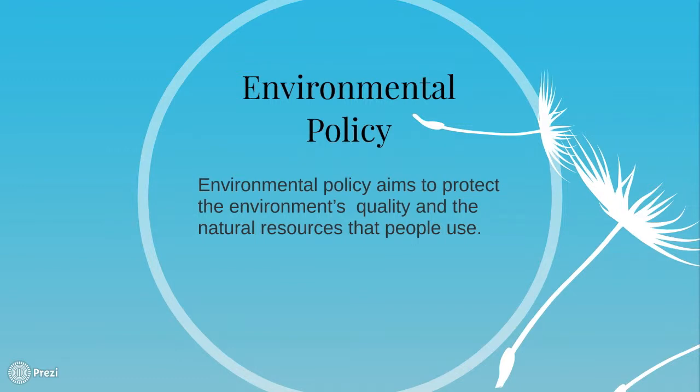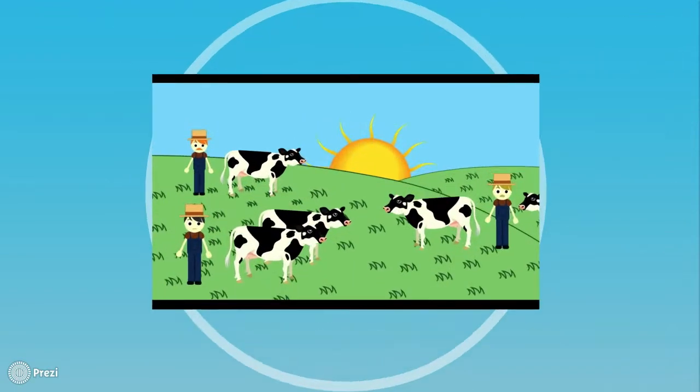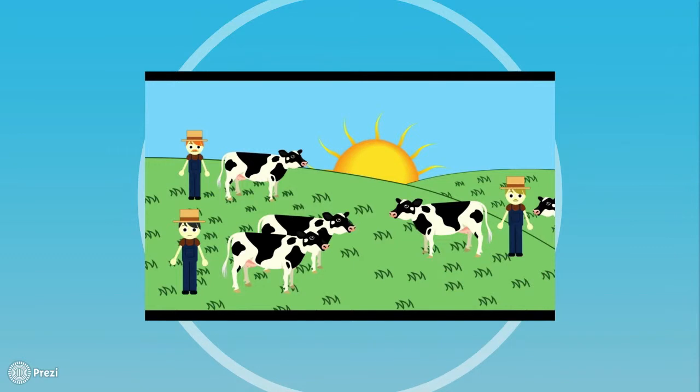Environmental policy aims to protect the environment's quality and the natural resources that people use. In Garrett Hardin's essay, The Tragedy of the Commons, he explained that common resources will eventually become overused and degraded, which is why guidelines are needed to prevent this tragedy, causing restriction of use and active management to be the main principles of environmental policy today.